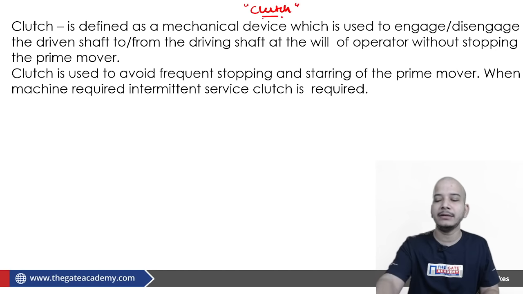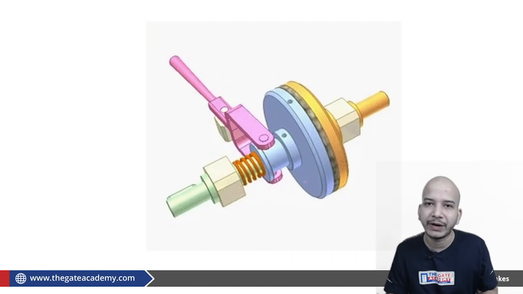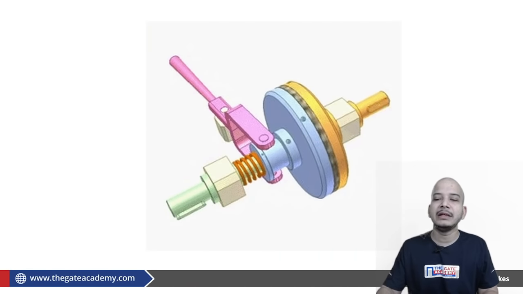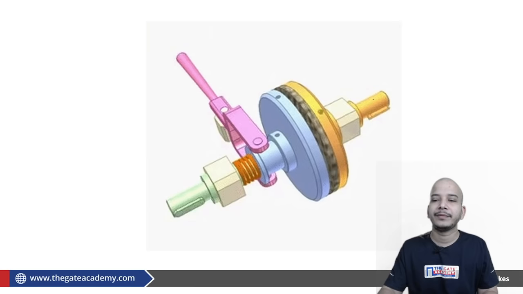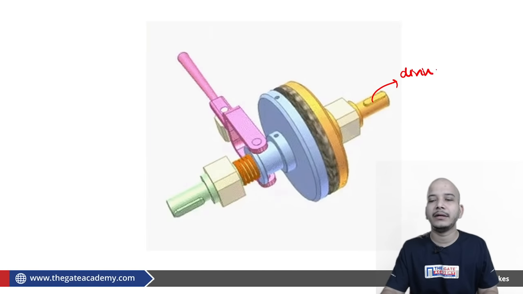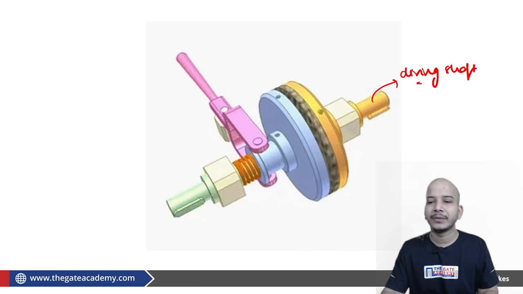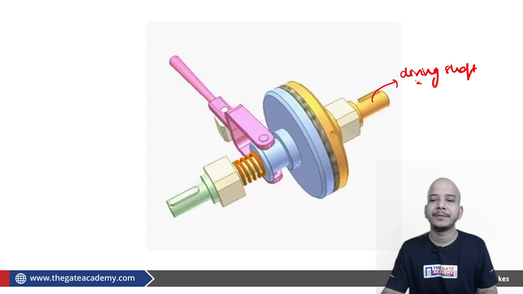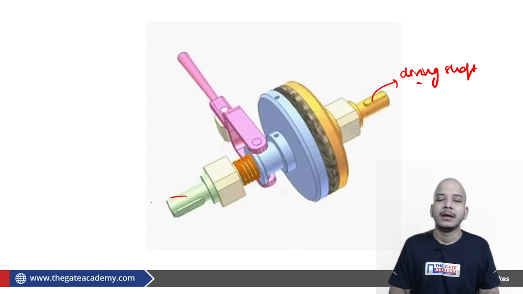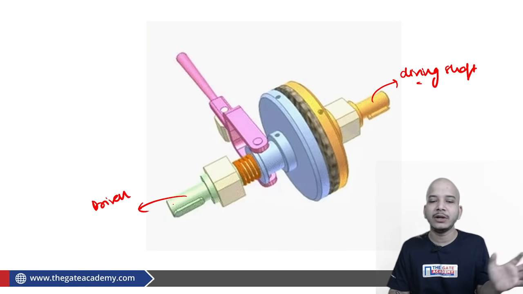Now we should understand how the clutch works. Basically there is a prime mover, a driving shaft. Now this driving shaft is attached to the power source. And this is the driven member, the driven shaft. This driven shaft is attached to the load.